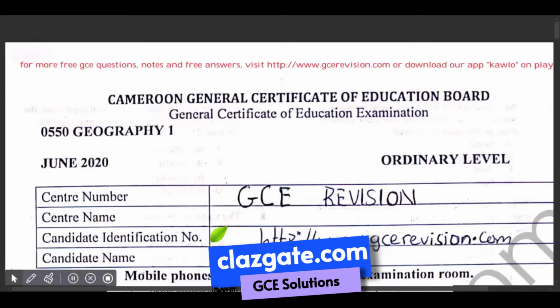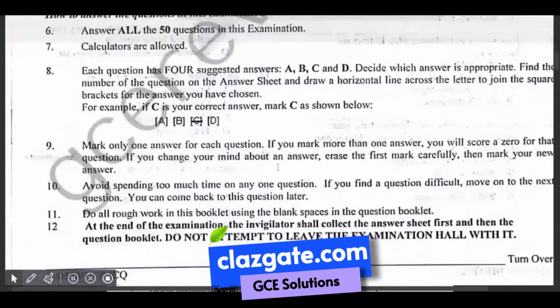Hello everyone, today we are going to be solving Geography Paper 1, June 2020, Ordinary Level of the Cameroon GCE. We have 1.5 hours to do this, so let's get started.